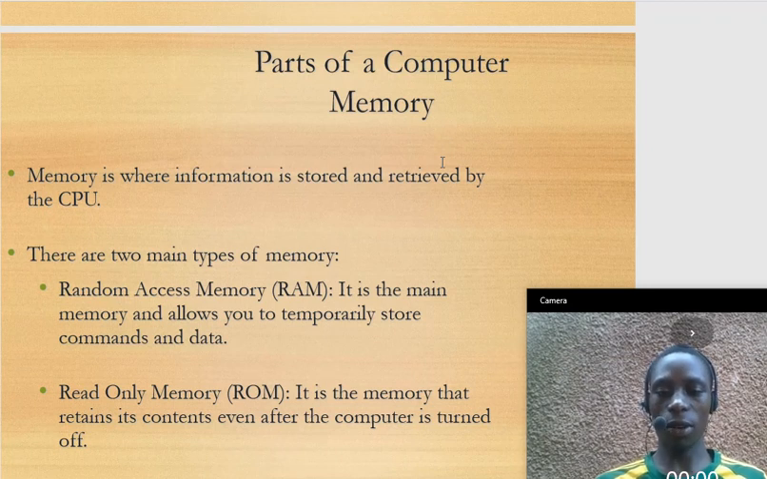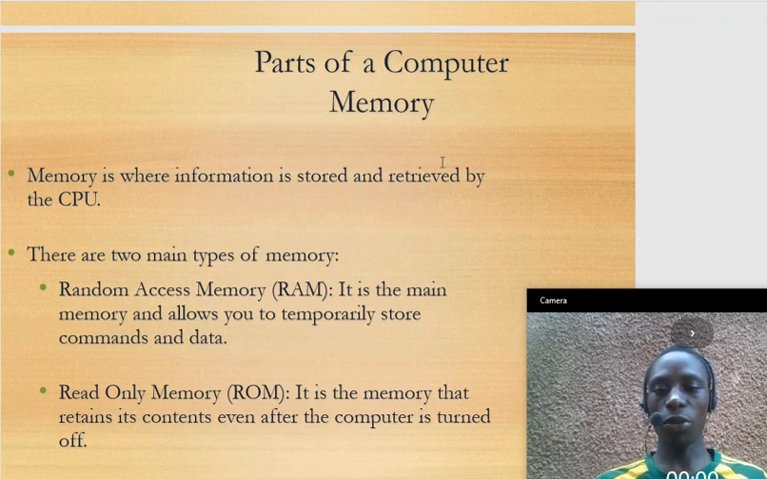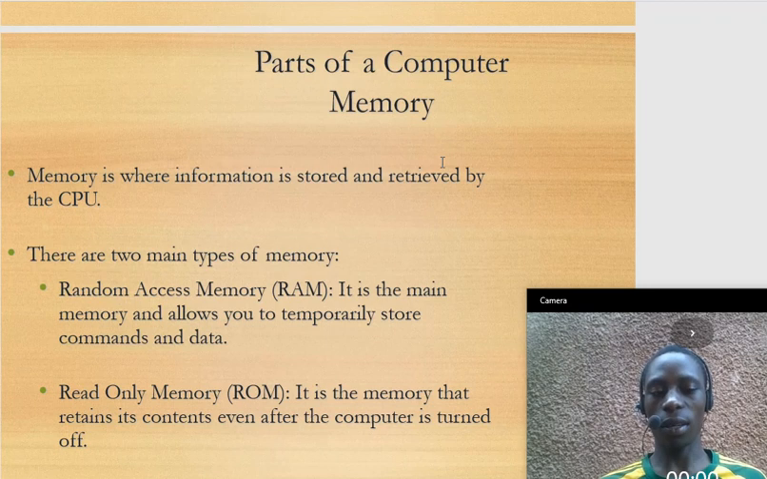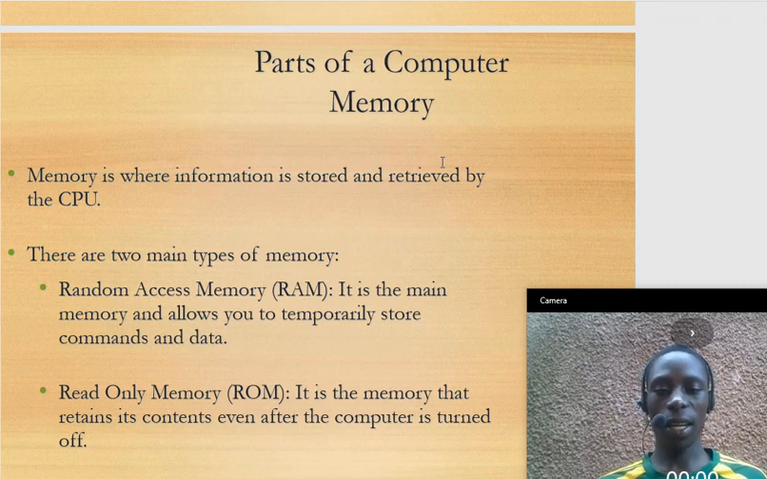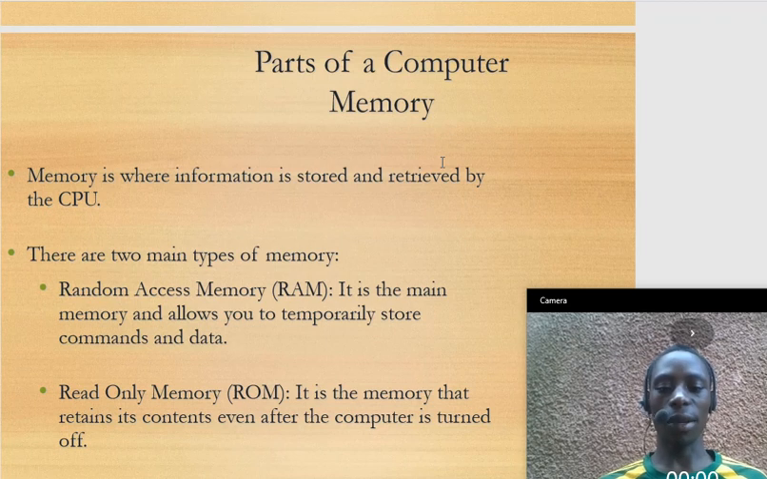Okay, translate it. So there are two types of memory. One is the random access memory. This is what we are talking about in this case. It stores information temporarily, waiting for the processor, the central processing unit or the brain of the computer, to come and pick it. Okay, so it is in the main memory, and it allows for temporary storage.